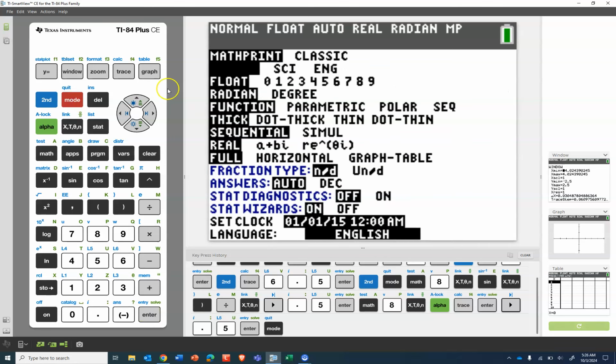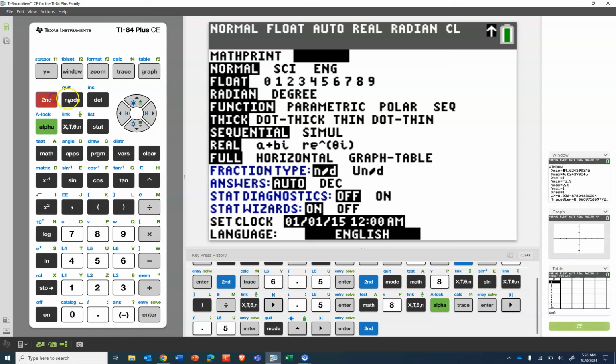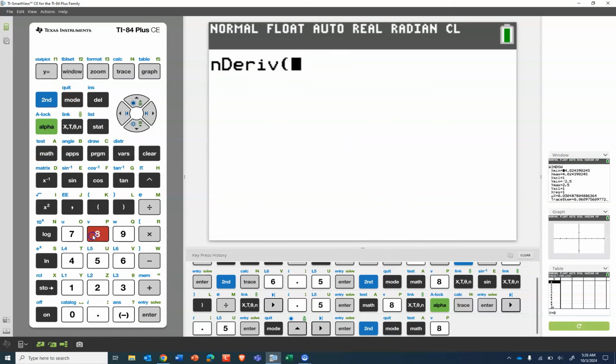All right, if you have a TI-83, I think we need to change this to classic so it'll look the same. When we go to math 8, we get something that looks very different. Calculator's doing the same thing. So the notation here is a little bit different. We're doing the function we're taking the derivative of.